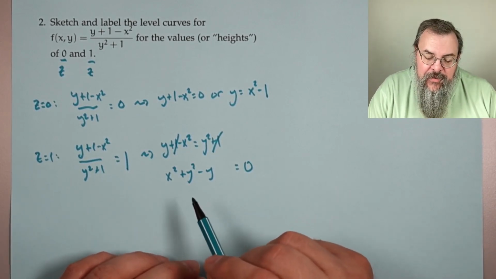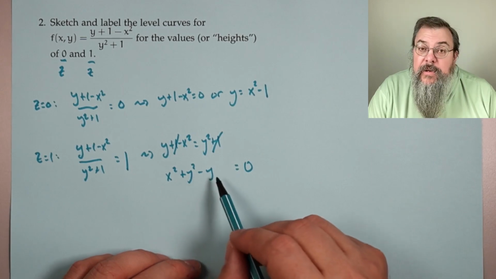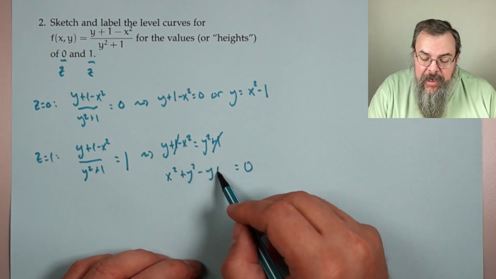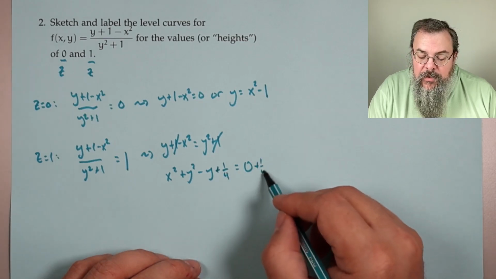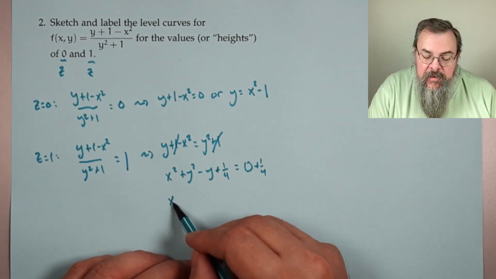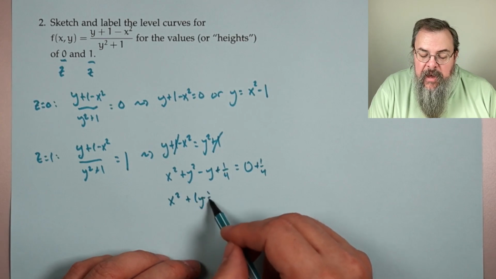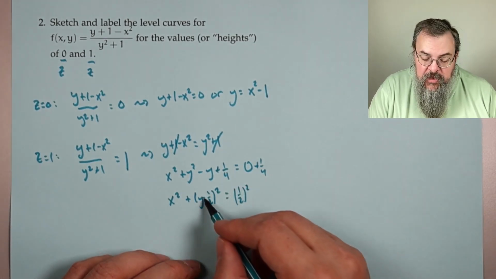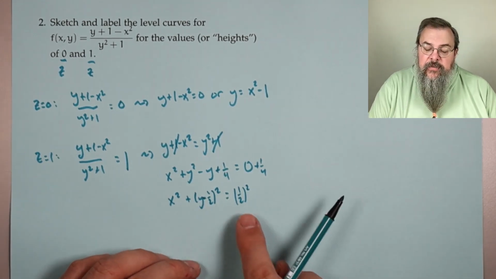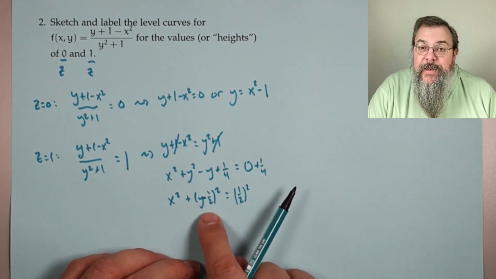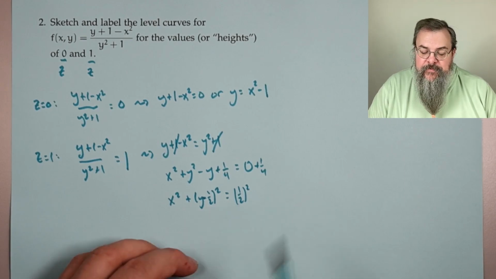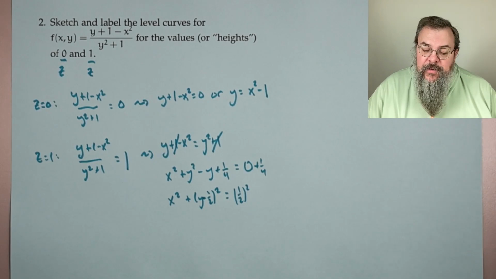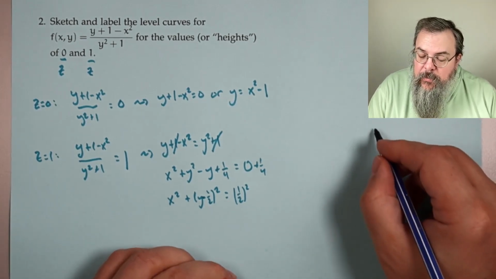Well, all right. So we want to complete the square. Negative 1 divided by 2, negative 1/2, square it, add 1/4, 1/4. So this is x squared plus y minus 1/2 squared equals 1/2 squared. Okay, so that's a circle. It's a circle of radius 1/2 that's been shifted up so that the center is at 0, 1/2. All right, so now we've done the curves, we have to do the sketch. So what does this look like?